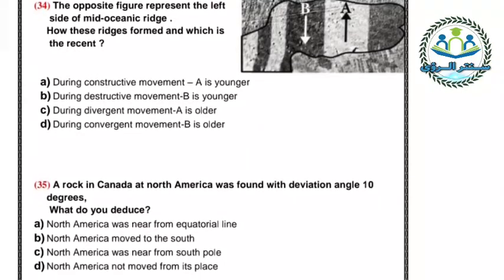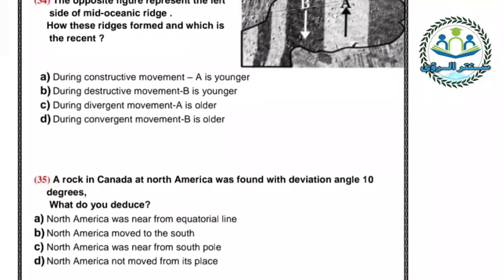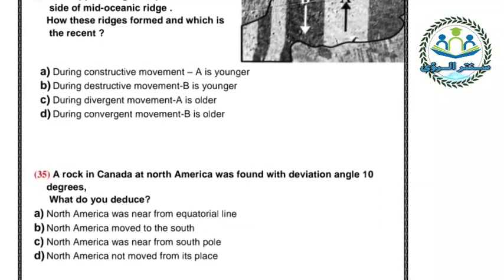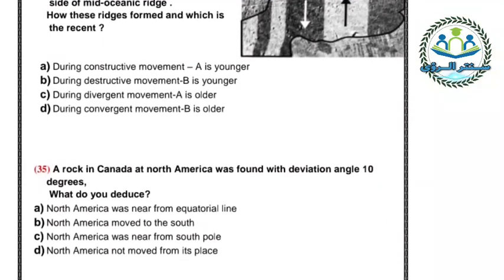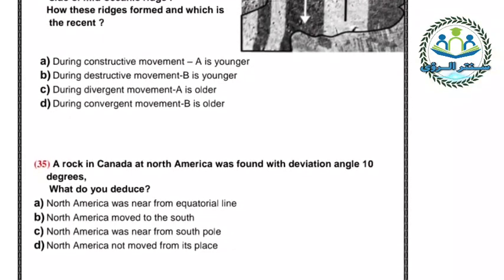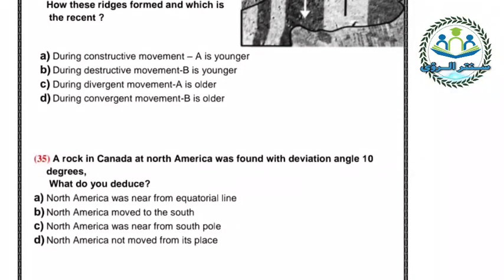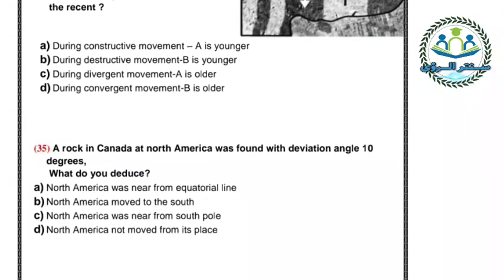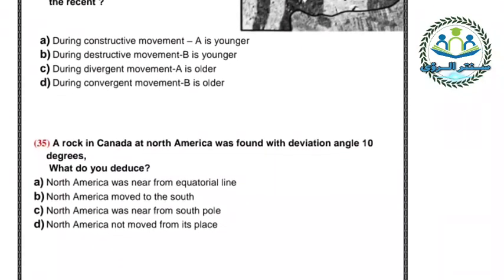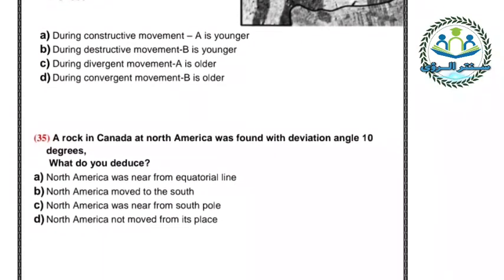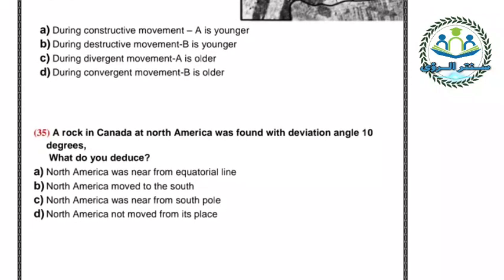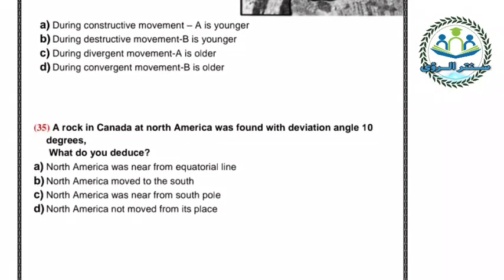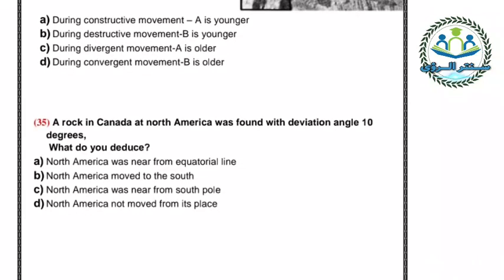35. The rock in Canada at North America was found with deviation angle 10 degrees. What do you deduce? A. North America was neared from equatorial line. B. North America moved to the south. C. North America was neared from South Pole. D. North America not moved from its place.